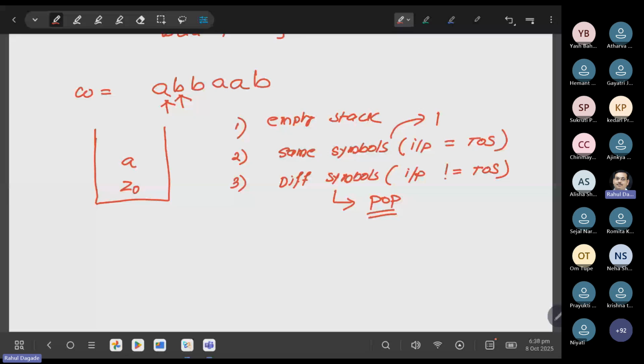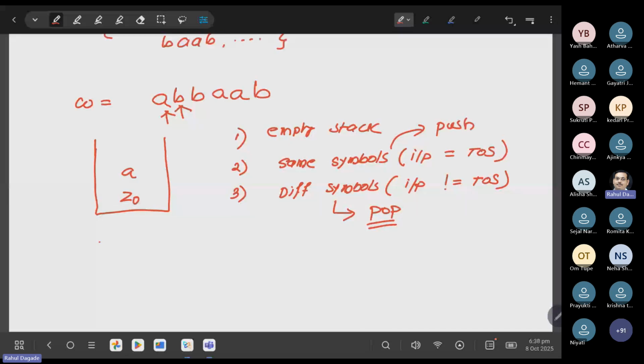Okay, so let us do that operation. Now I see B as an input and A is on stack. So my stack will become Z0, because A will be popped from the stack. Now my next input is B. So when my input is B and nothing on stack, that is the empty stack is there, then we will push it. So now B goes on stack. Now my next input is A.